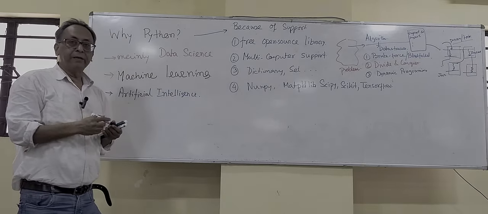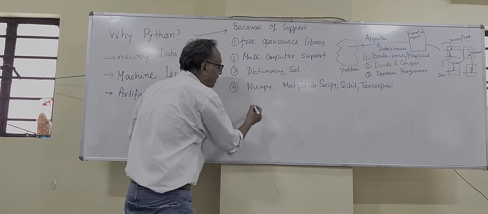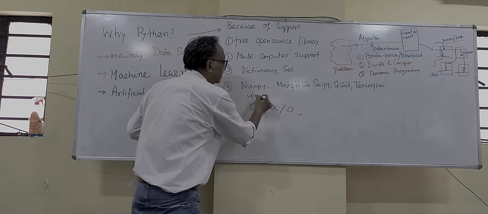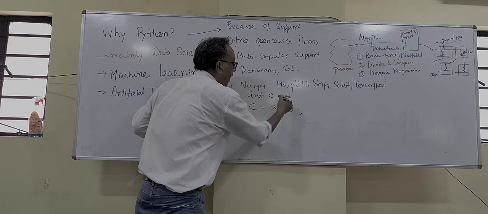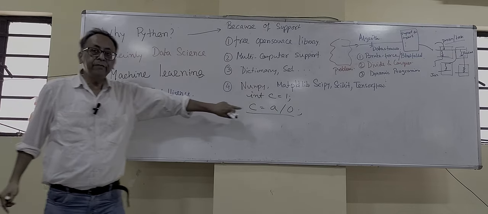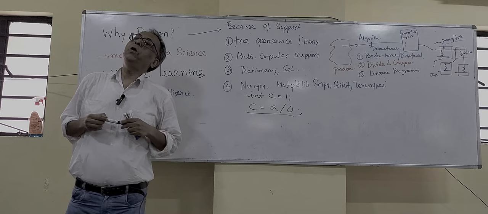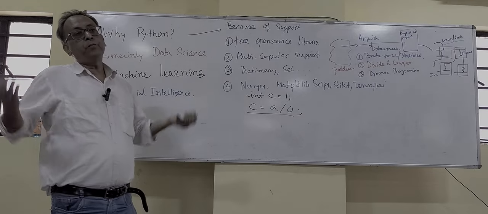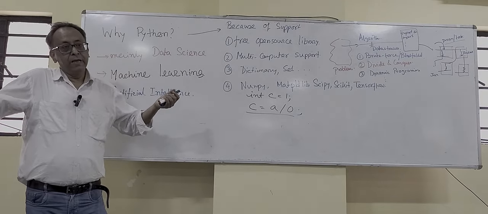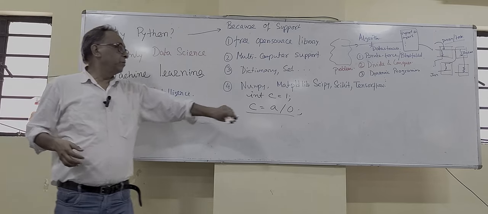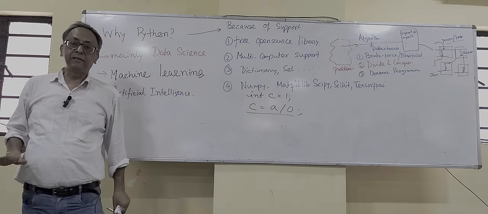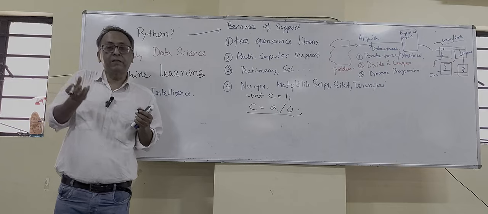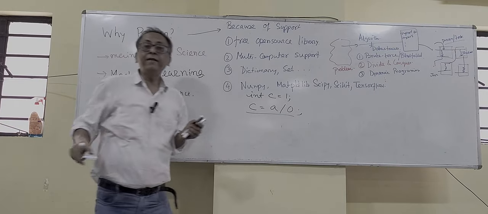First of all, if you write a C program, like a command such as C equal to A divided by 0, or you say int C equal to 1, and there is some error. What is the error? Divide by 0 error. We all know 100 years back that you cannot divide by 0; it is not positive infinity or negative infinity, it is an undecidable number. But though C is a very popular language, they have not handled it. Sometimes in an intermediate program, a variable can become zero or near zero, and then it produces this kind of error.